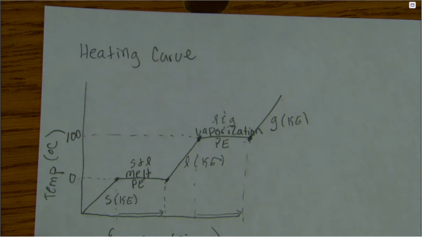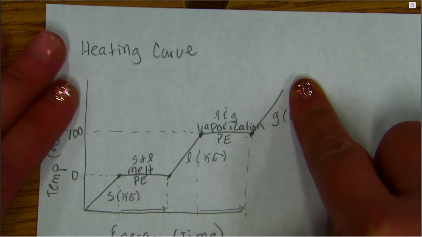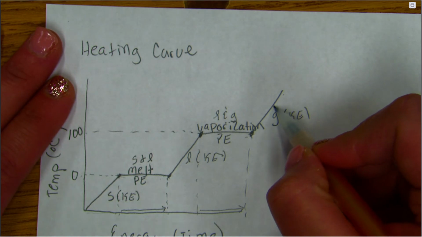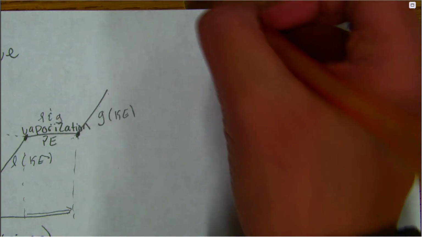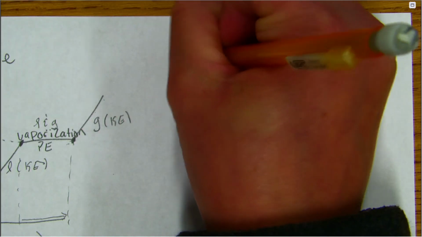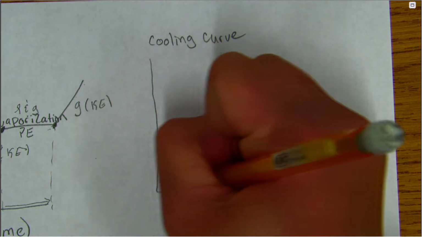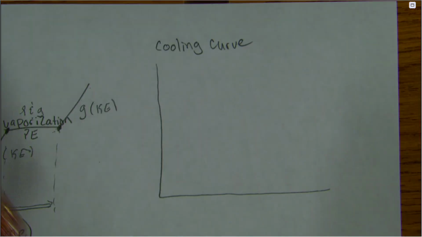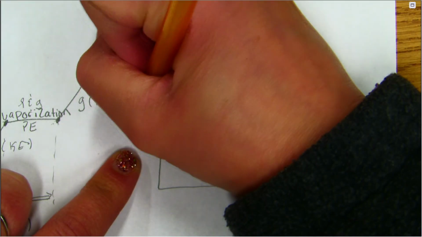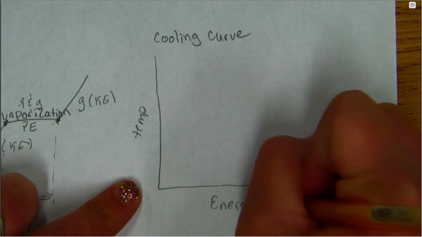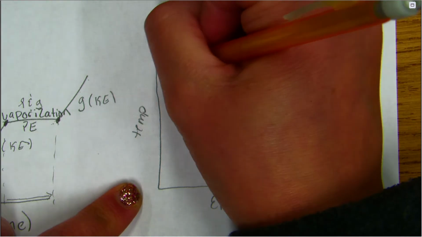All right. So substances can heat up, but I can also take gaseous water or any other substance and cool it down. So let's look at a cooling curve. A cooling curve is the opposite of a heating curve. We still have temperature on the y-axis, and we still have energy on the x-axis, but instead of heating, we cool.